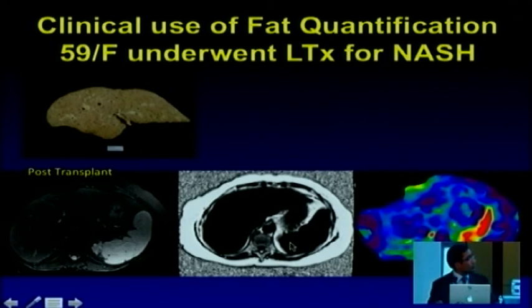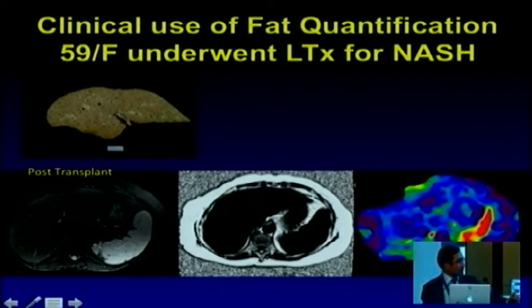Here's another example, a 59-year-old female patient who underwent liver transplant for NASH-associated cirrhosis, and that's her explant liver, and she got a new liver. It's a cadaveric liver. Post-transplant, the clinicians were worried whether the NASH was recurring in this patient after 6 months. And we did the PDFF, that is fat quantification. You can see the liver is dark. That means there is no fat in it.